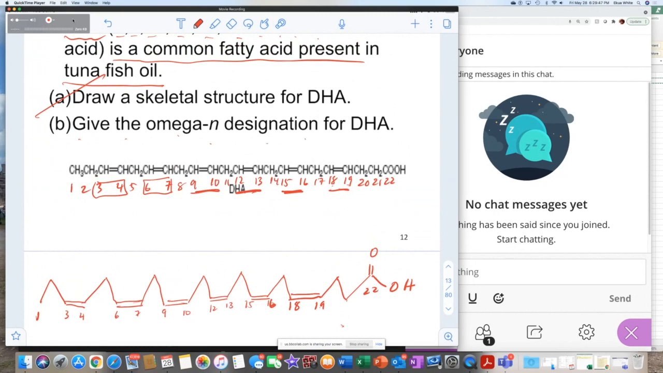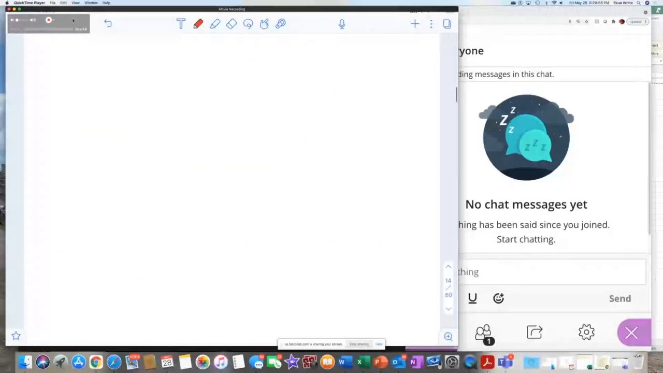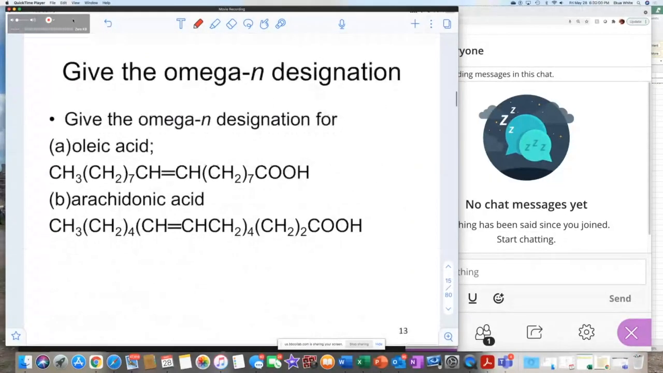Give the omega N designation for DHA. This is going to be omega 3, right? Because the 3 is the first carbon that we get to from the left. Okay, give the omega N designation. We don't have to draw this.